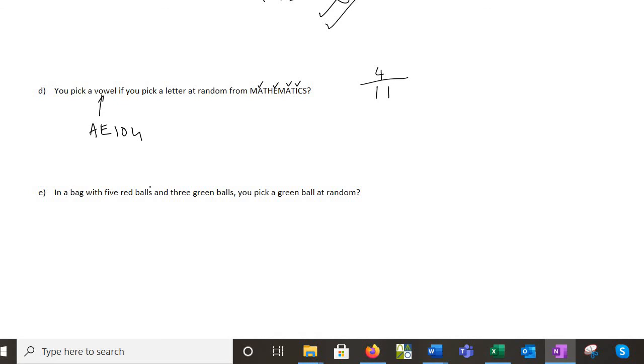Now part E. In a bag with 5 red balls and 3 green balls, what's the probability you pick a green ball at random? Well, how many green balls are there? 3. Out of how many balls altogether? Now it's really tempting to write 3 out of 5. But look, there's actually 8 balls altogether. There's 5 red ones and 3 green ones. So 8 altogether. And you can't simplify that fraction. They're not in any times tables together.